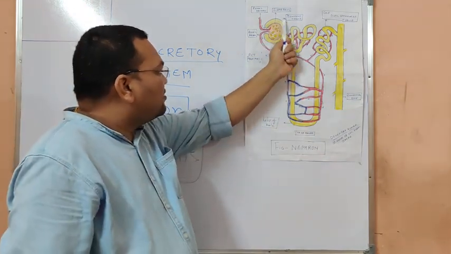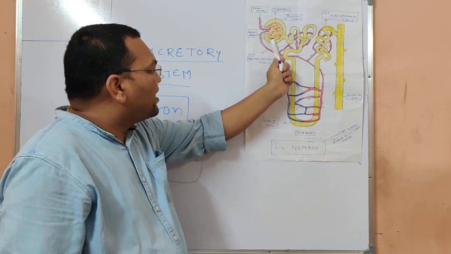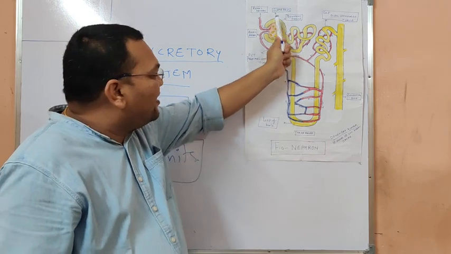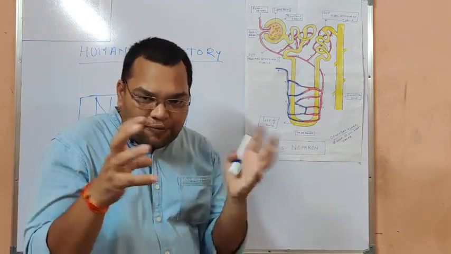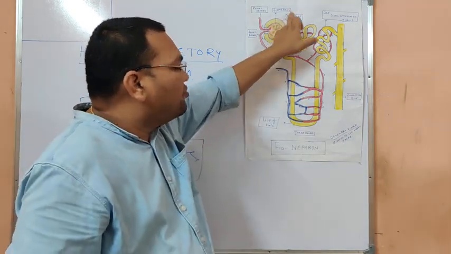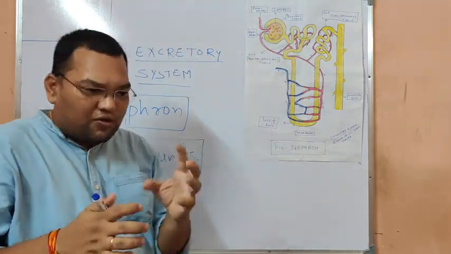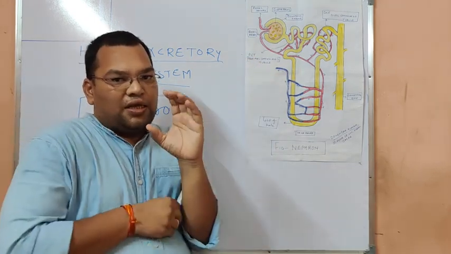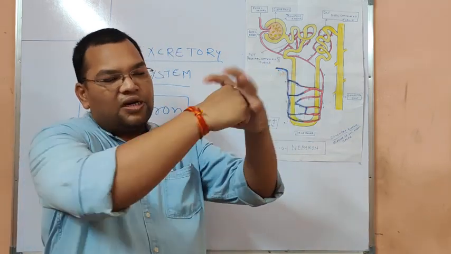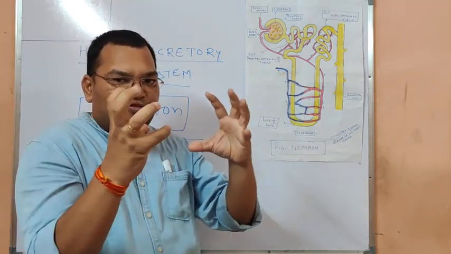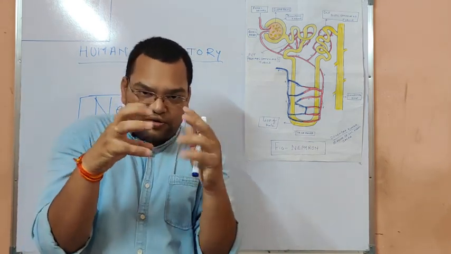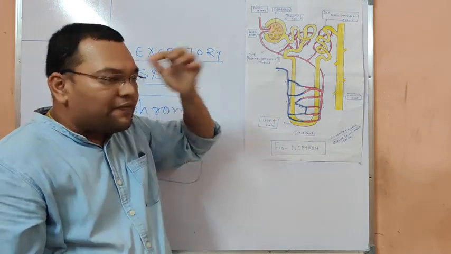This round part is known as the Bowman's capsule. Inside the Bowman's capsule there is a tuft of capillaries, which is known as the glomerulus. So this is the Bowman's capsule, and this is the glomerulus. This is the tuft of capillaries. Tuft means a cluster, not like a scrub brush for washing dishes.